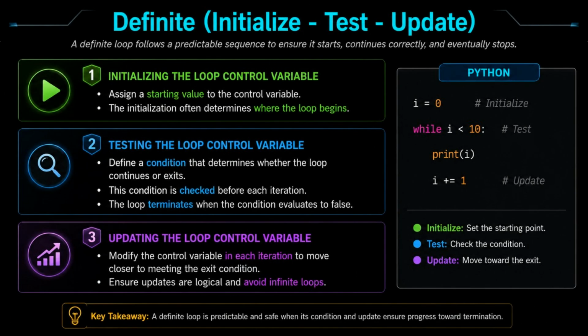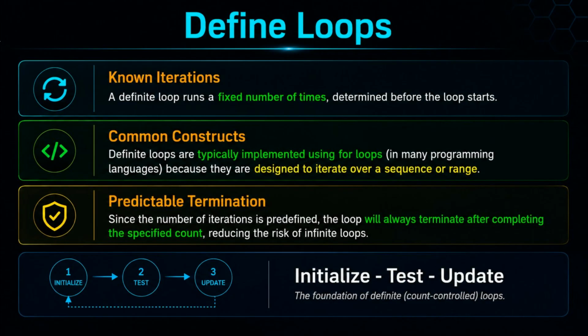Every definite loop follows three steps. Initialize the loop control variable, assigning it a starting value that determines where the loop begins. Test it, checking a condition before each iteration that decides whether the loop continues or exits when it becomes false. And update it each iteration, moving logically closer to that exit condition. Skip this step, and you risk an infinite loop. Here in Python, i starts at 0, tests while i is less than 10, prints it, then increments by 1 each pass.